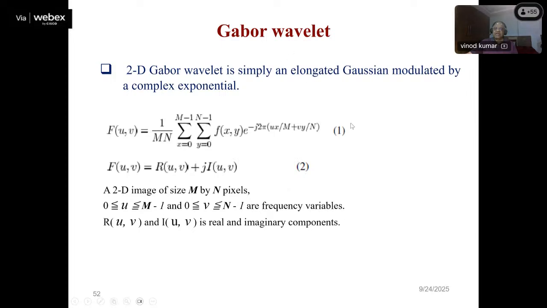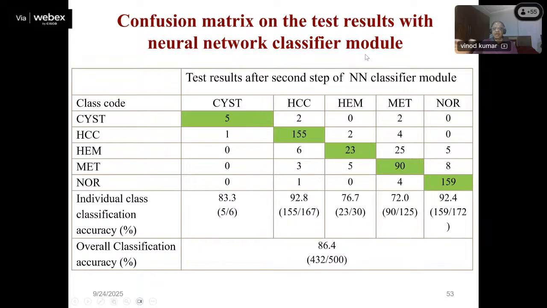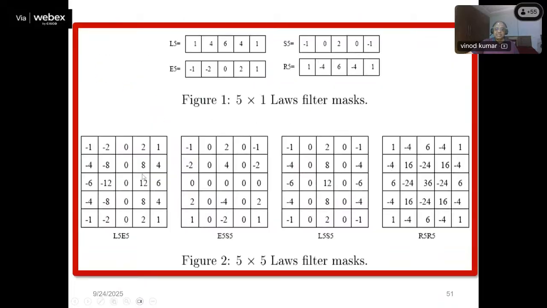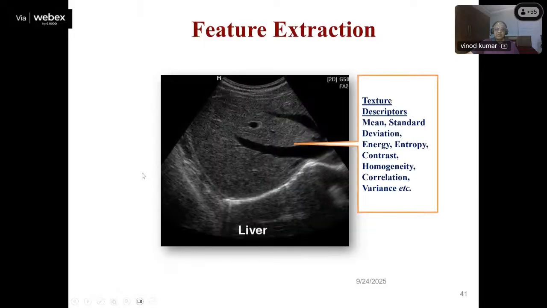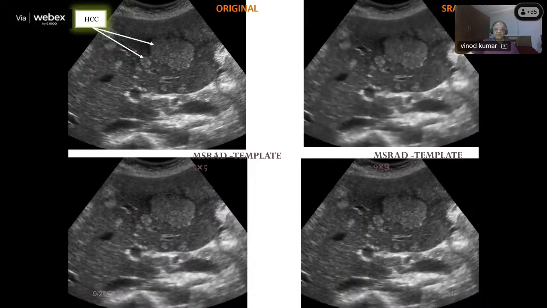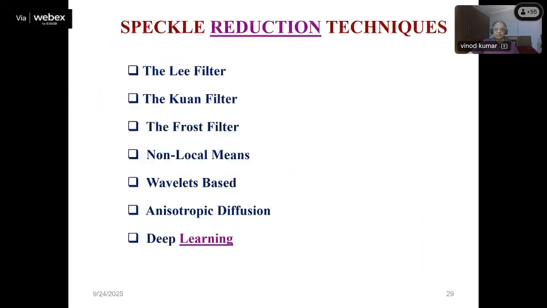So Gabor filter, Gabor coefficient also we calculate like this. Now, after doing this, the features, we did analysis using neural network. I told you that 6 studies were done. That is when we planned the research proposal.